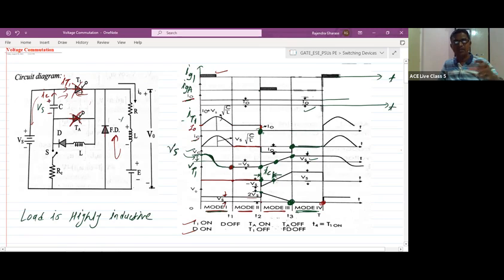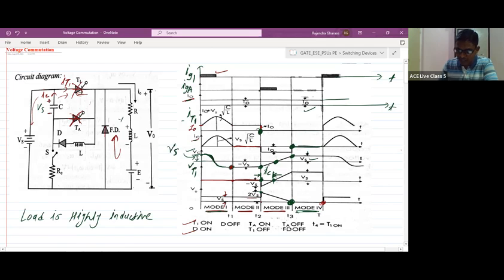Are you getting the point? It depends on circuit turn off time, meaning for how much time interval the reverse voltage is maintained. That decides whether the SCR is successfully turned off or not. Next, you can check corresponding to this point on VT1. From here till this point, we are having the reverse voltage. So this indicates the TC for thyristor T1.